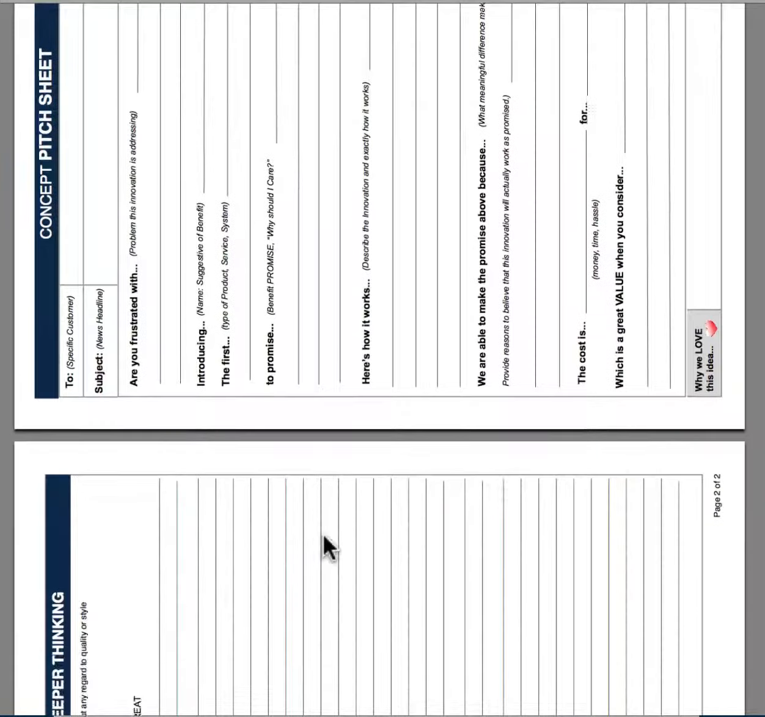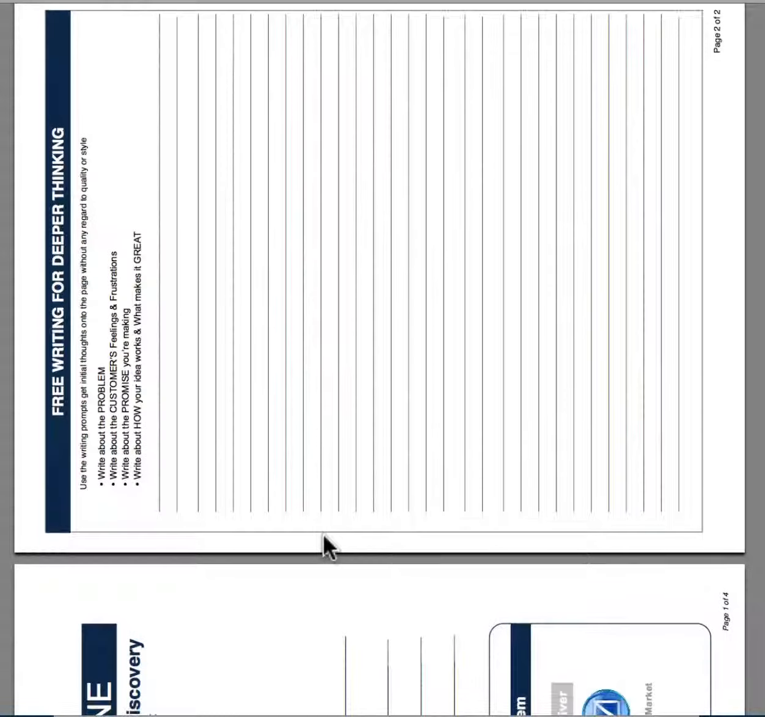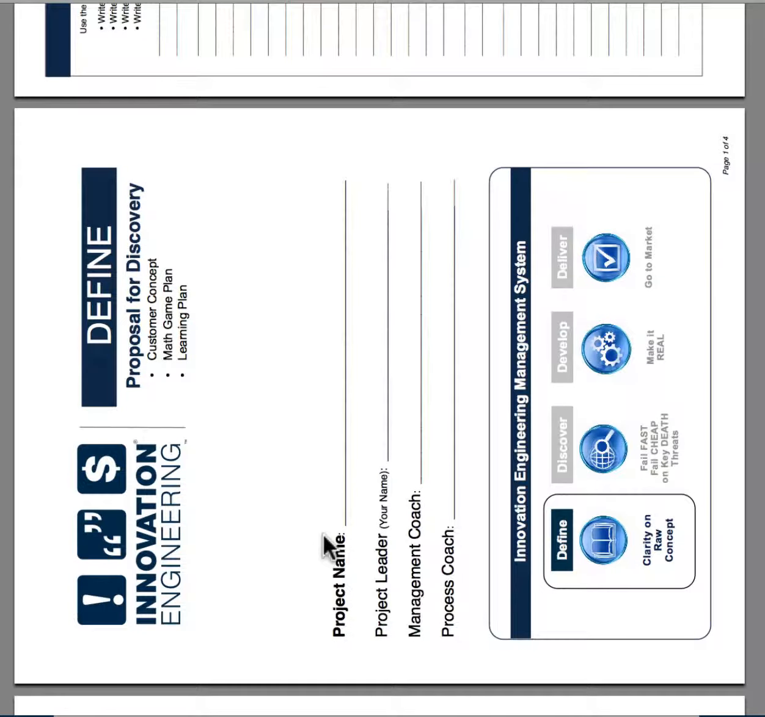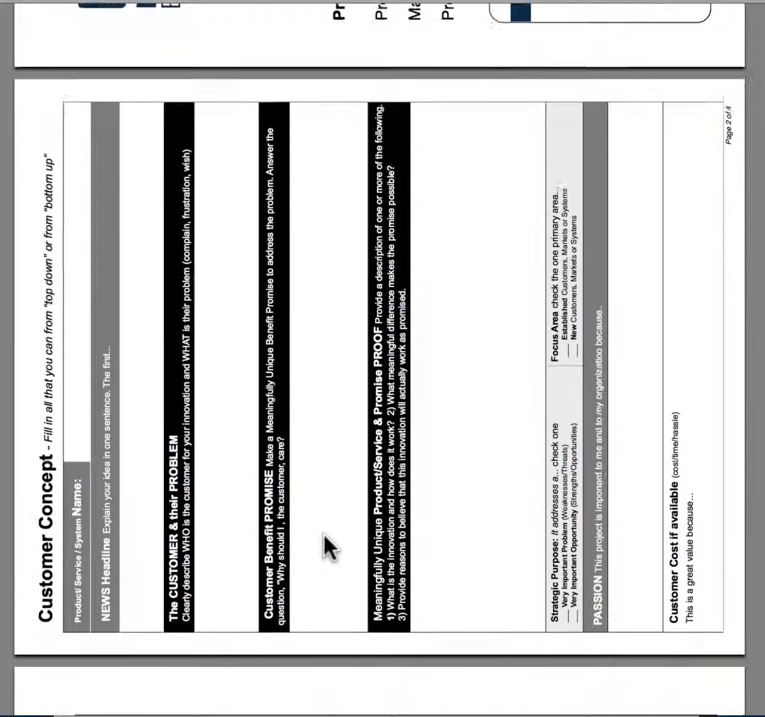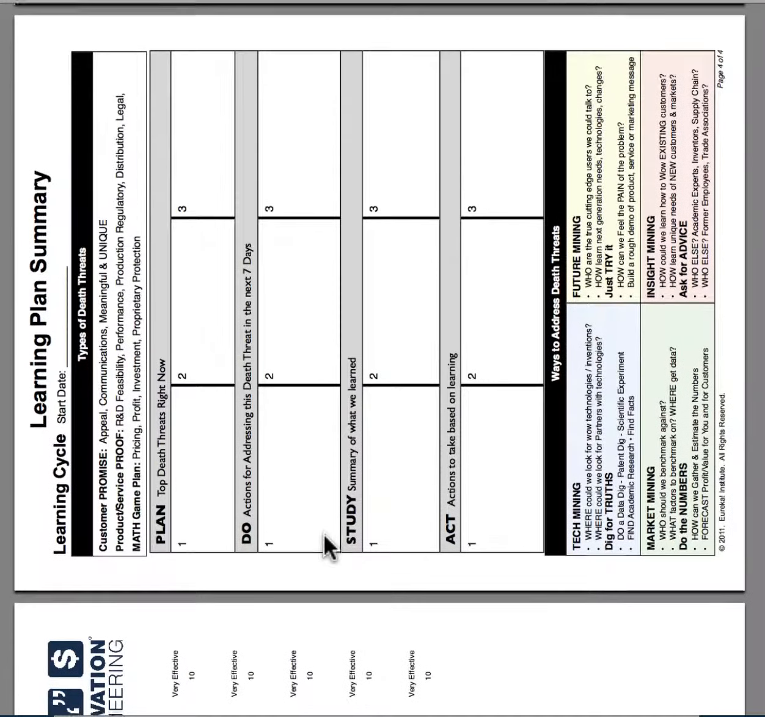Next up, you'll see that we included the concept pitch sheet, because most likely those ideas will have to turn into something, so you may need that for free writing. We've also included the define packet, so the ideas that you pick that have the most likelihood of moving forward, that people are excited about and that they love. You can print out the define packet so that they're asked to complete the customer concept, the math game plan, as well as the learning plan.